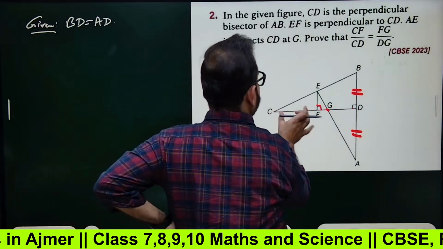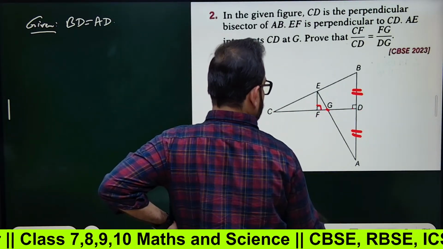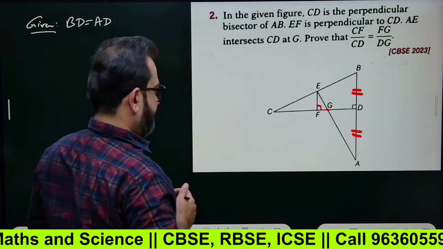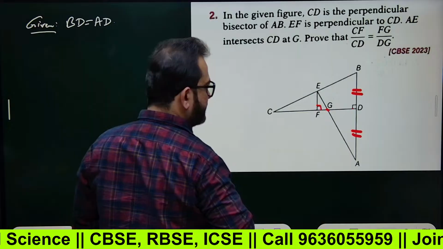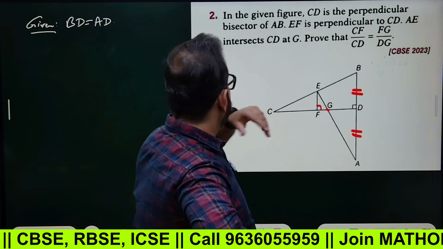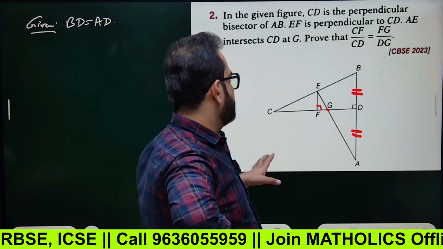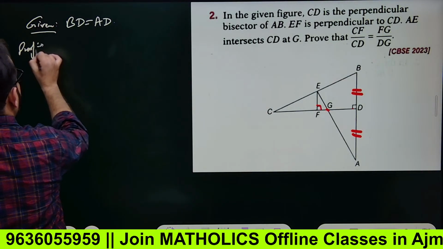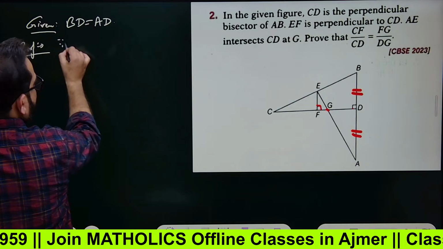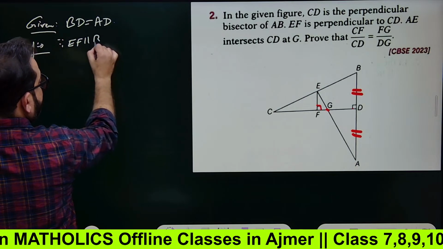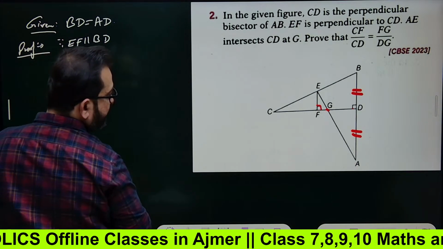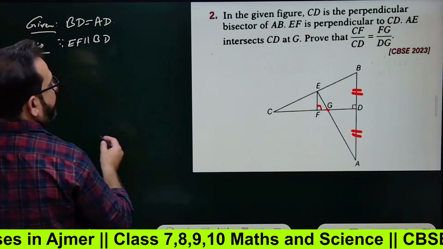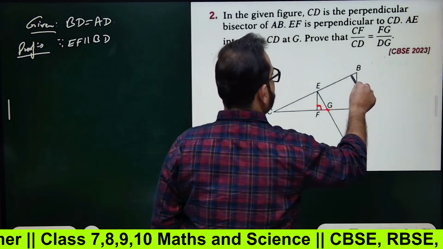Can you see the triangles which are similar in this particular question? Anyone? Let's see. We have to solve CF upon CD, and that's equals to FG upon DG. First, see these triangles. Let's start and see where we can go. We'll say because EF is parallel to BD, yes or no? Both are parallel. And this angle is common.